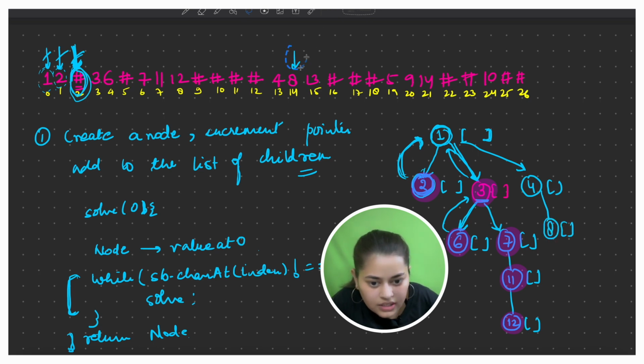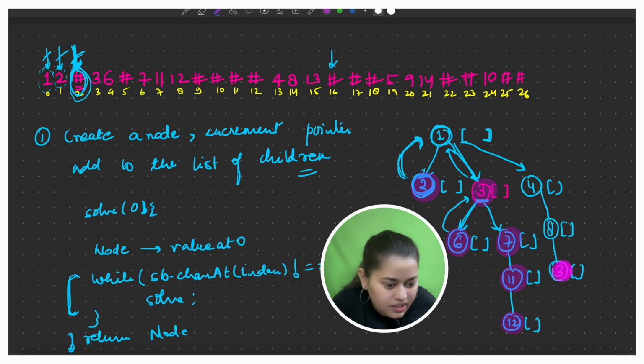Then we'll come to this 13. At the top there is 8. We'll create a node 13 and we'll add it to the list of this, right? Let's come to this hash. That means the processing for this 13 has been finished.